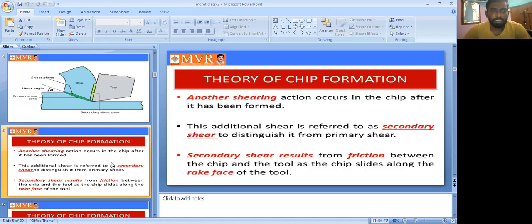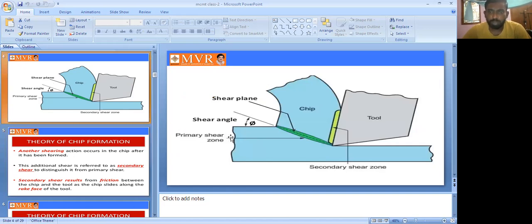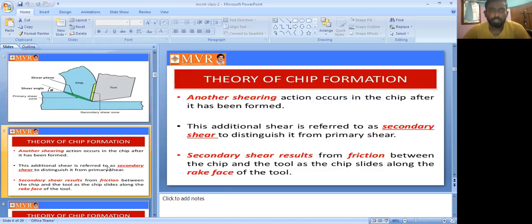Next, we can see another shearing action. Another shearing action occurs in the chip after it has been formed. This additional shear is referred to as the secondary shear, to distinguish it from the primary shear. Here is the primary shear zone, and next the secondary shear zone.